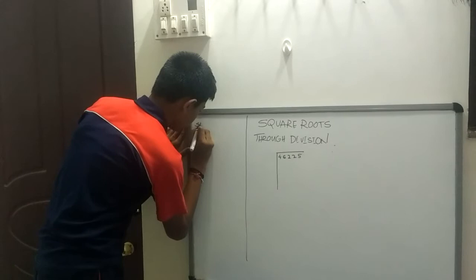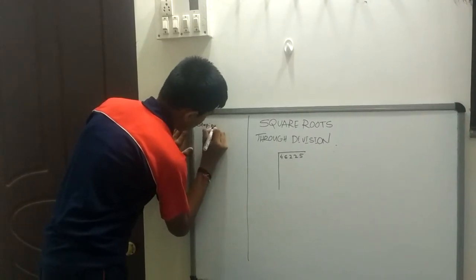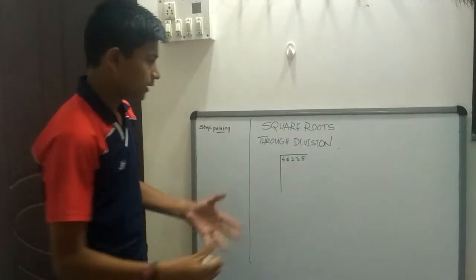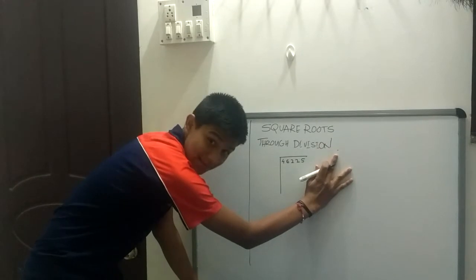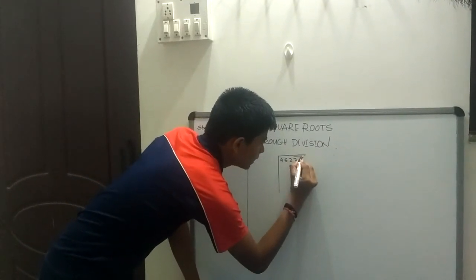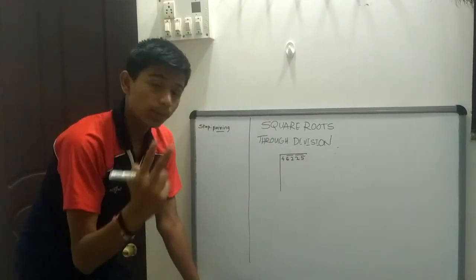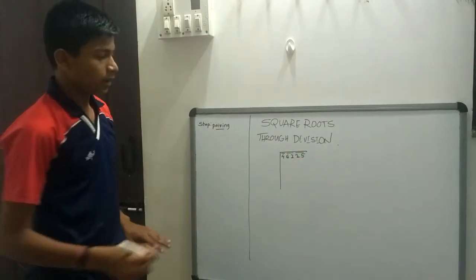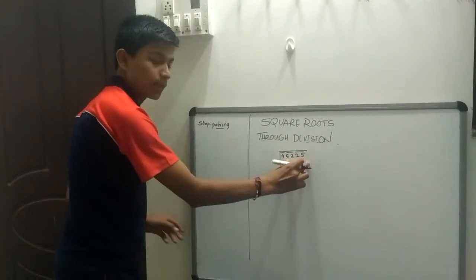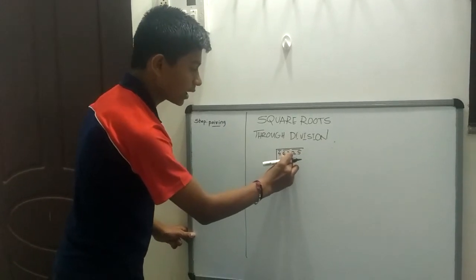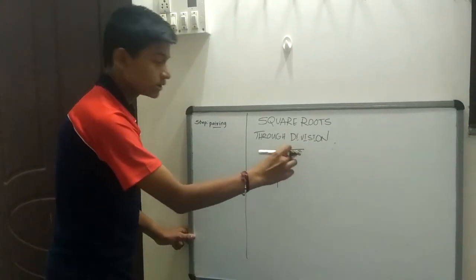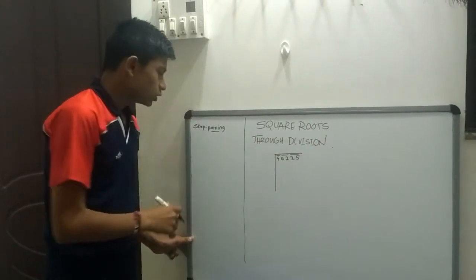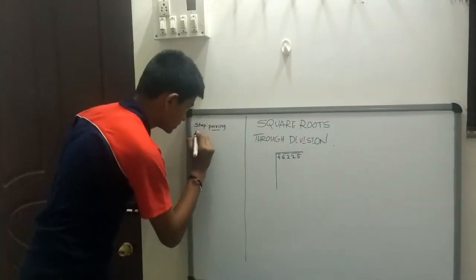The first step is pairing. What is pairing? With your right hand side, you start making pairs, or group it into twos, from the right hand side. When you make the pairs, if there are odd numbers of digits, you will get one extra. I will tell you how to handle it later. Moving to the next, the second step.